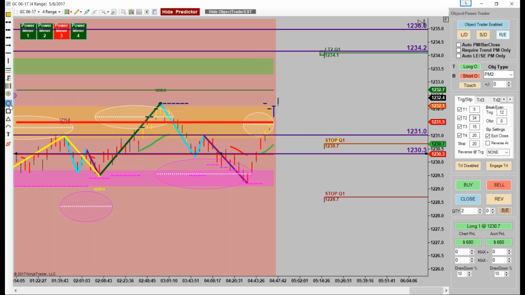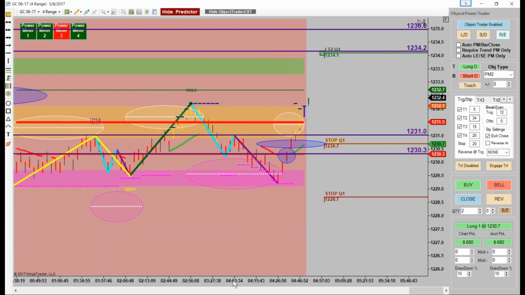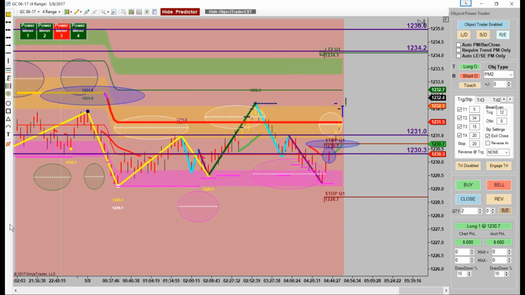I'll draw the ellipse. That's where it would have fired on PM1, and this is where it did fire on PM2. Actually, PM2 may have actually been this bar, because this looks like this could have been PM2 here, because it did fire right here. So fairly close to each other, this bar here. So yeah, it fired. That's all we care about, right?